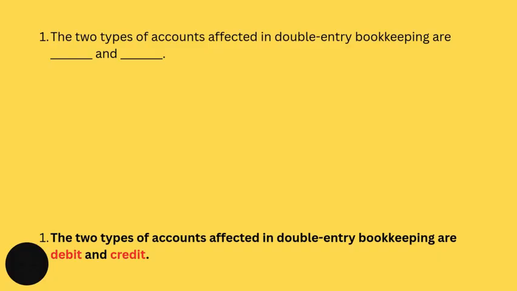This framework ensures that every financial transaction is recorded in a balanced manner where total debits always equal total credits. Understanding these concepts is essential because they lay the foundation for accurate financial reporting. Now let's consider how these elements play a role in the overall financial statement, starting with revenue.